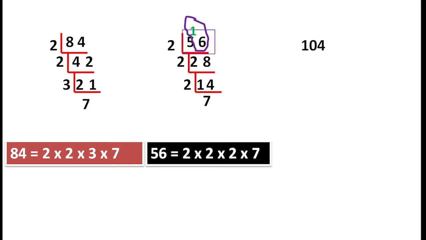Next number 104. 104 is also an even number. First I took simple numbers, even numbers. Then we will do odd numbers also. 104 we can divide with 2. And 1 by 2 is not possible, so we have to take 10, 1 and 0, first two numbers together. 10 by 2 is 5.